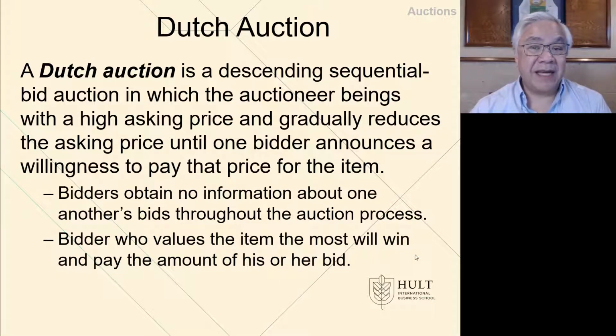In this case, bidders, again, have no information because there are no bids. We're starting with a high bid and waiting until someone says yes. There is no process to get to yes. It just goes from an out of reason number down to somebody's price that they're willing to pay. And the bidder who values the item most will win because they're going to stay quiet, and when it hits their number, they're going to bid, and no one else will bid before them. This should ensure that the bidder with the highest price will get the item.